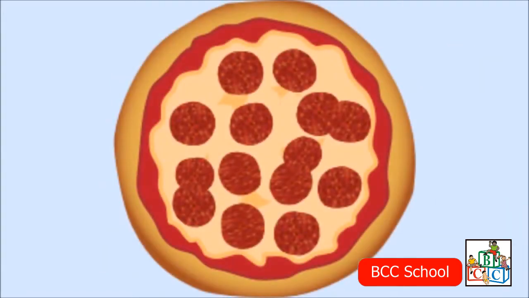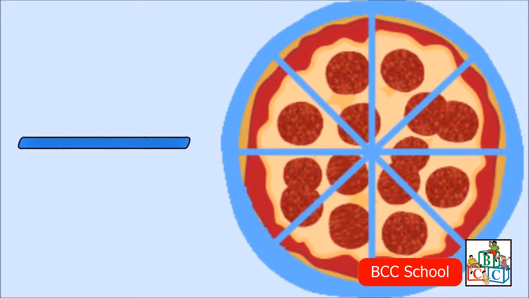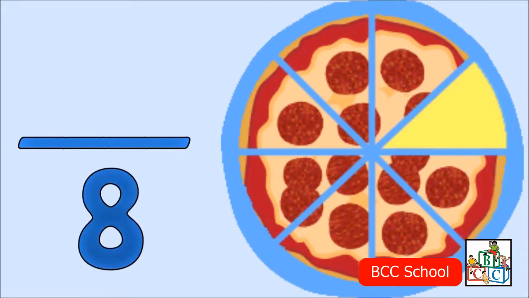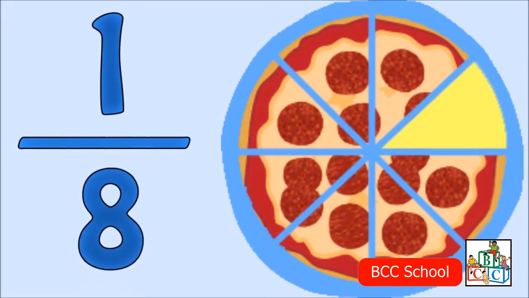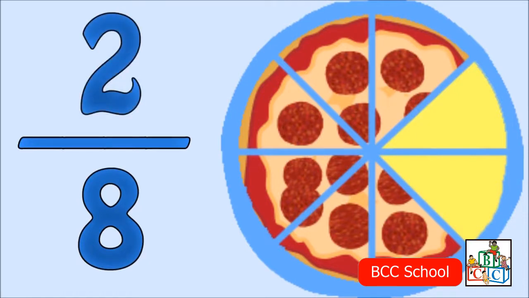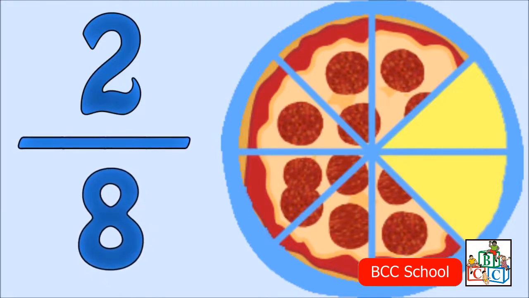Suppose Sarah bought one whole pizza. She then divides the pizza into 8 slices. She eats one slice out of the 8 slices, which means she eats 1/8 of the pizza. She eats another slice out of the 8 slices, which means she eats 2/8 of the pizza.